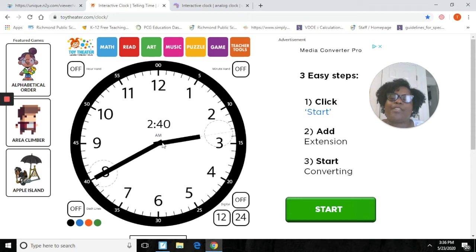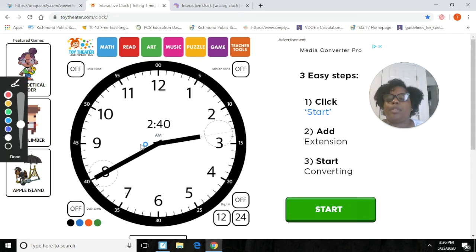Why is it 2:40? Because if we notice here, our hour hand is pointing directly after the 2, which means it's still the 2 o'clock hour. To determine our minutes, we're going to count by 5, starting with the 0. 5, 10, 15, 20, 25, 30, 35, 40. It is 2:40. What time is it? 2:40. Okay? All right, let's keep working hard.